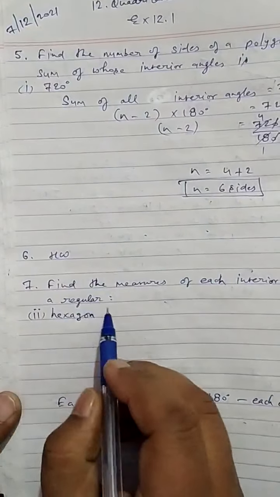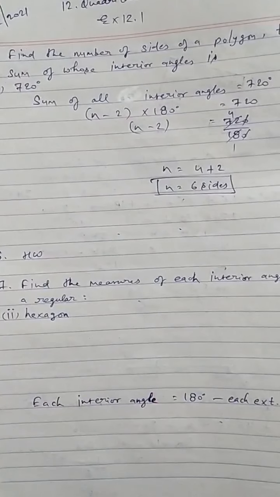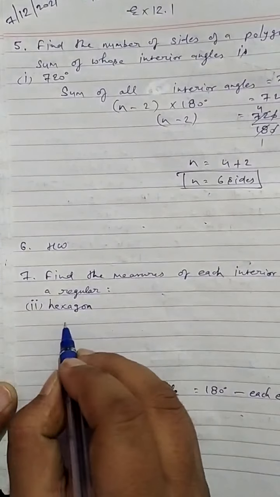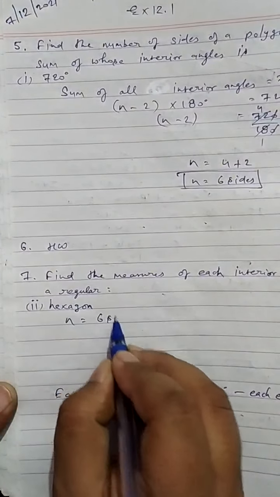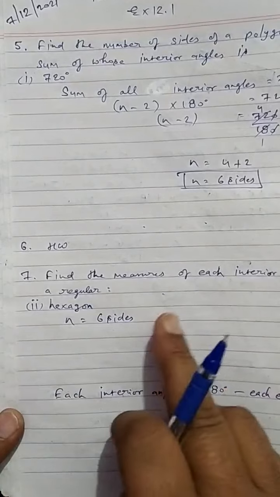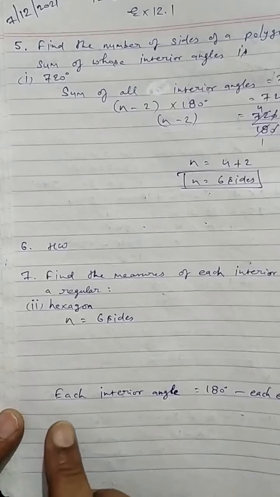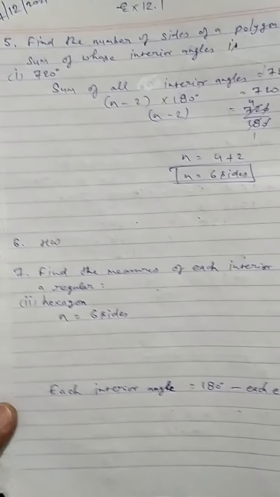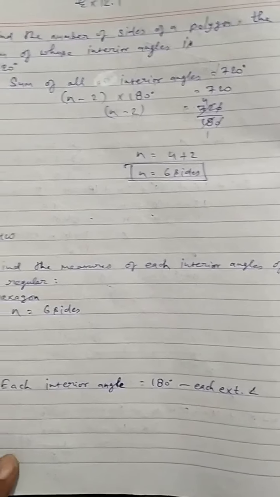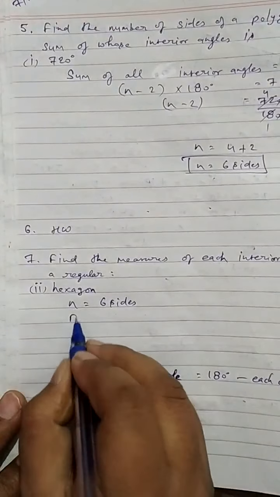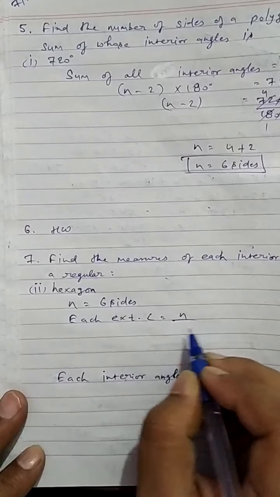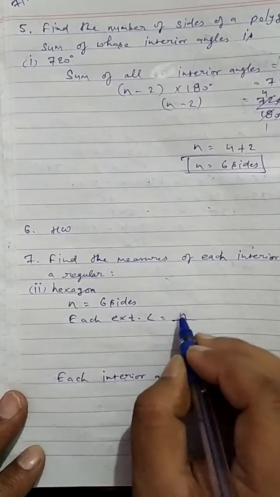Next is number 7. Find the measure of each interior angle of a regular hexagon. Hexagon has 6 sides. So you have to find the measure of each interior angle. The relation of each interior angle is 180 degrees minus each exterior angle. So this relation needs each exterior angle. Each exterior angle formula is 360 degrees upon n.